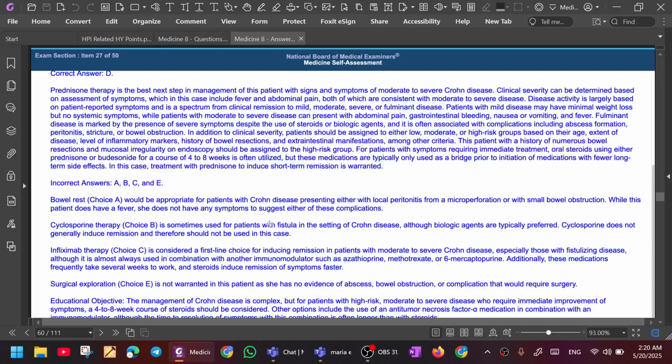It's not D because surgical exploration is not needed in this patient as she has no evidence of abscess, bowel obstruction, or complication that will require surgery. It's not E because cyclosporine therapy is sometimes used for patients with fistula in the setting of Crohn's. Although biological agents are typically preferred, cyclosporine does not generally induce remission and therefore should not be used in this case.